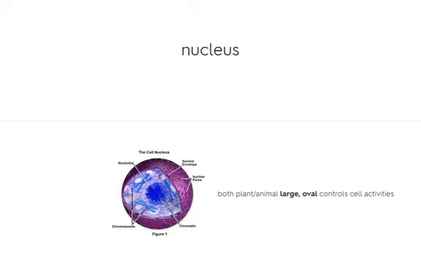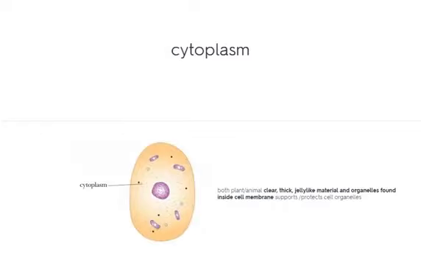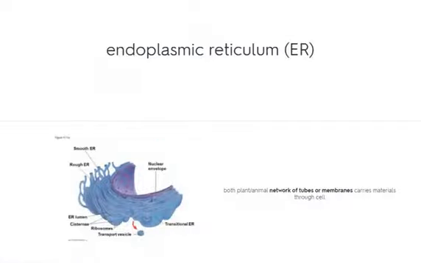Nucleus, both plant and animal. Large oval, controls cell activities. Nuclear membrane, both plant and animal. Surrounds nucleus, selectively permeable, controls movement of materials in and out of nucleus. Cytoplasm, both plant and animal. Clear, thick, jelly-like material and organelles found inside cell membrane. Support and protect cell organelles. Endoplasmic reticulum, both plant and animal. Network of tubes or membranes carries materials through cell.